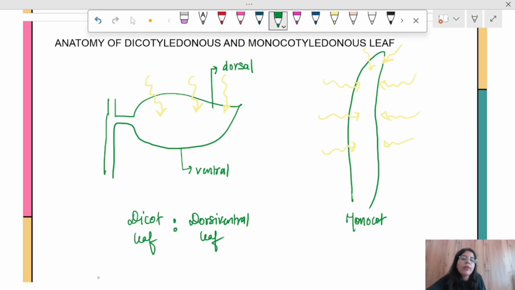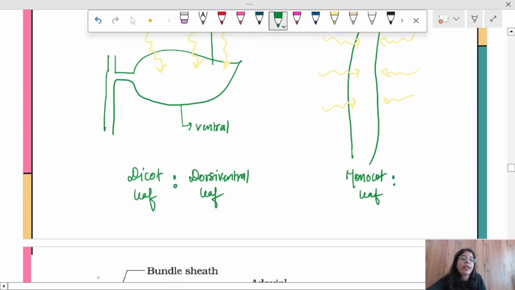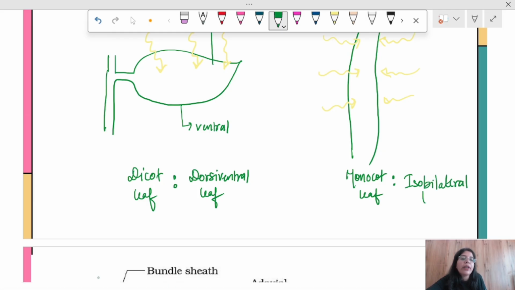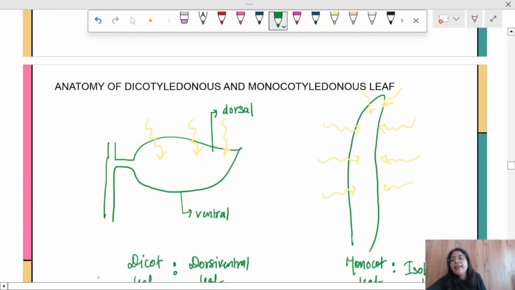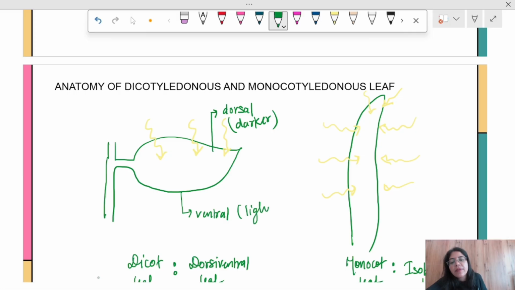Here this is a monocot leaf. In a monocot leaf, what is the condition? Each and every side receives the same amount of sunlight. That's why no characteristic side is formed. It is called an isobilateral leaf. That's why the dorsal side is always darker compared to the ventral side, which is lighter. And here all sides have the same color.